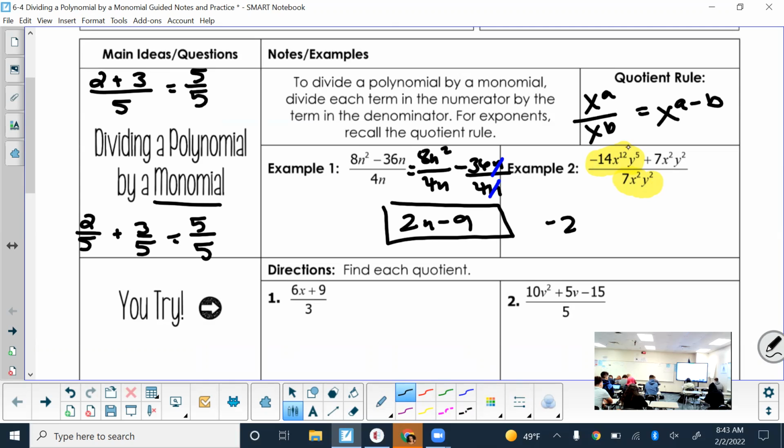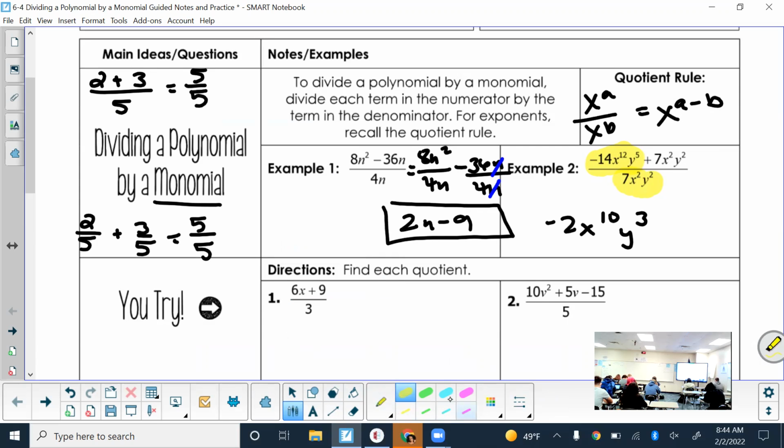Negative 2. What's x to the 12th over x squared? Use your quotient rule. 12 minus 2 is... And then y to the 5th over y squared gives me y cubed. 5 minus 2 is 3. So we divided out the first term by the denominator. Questions on that part?